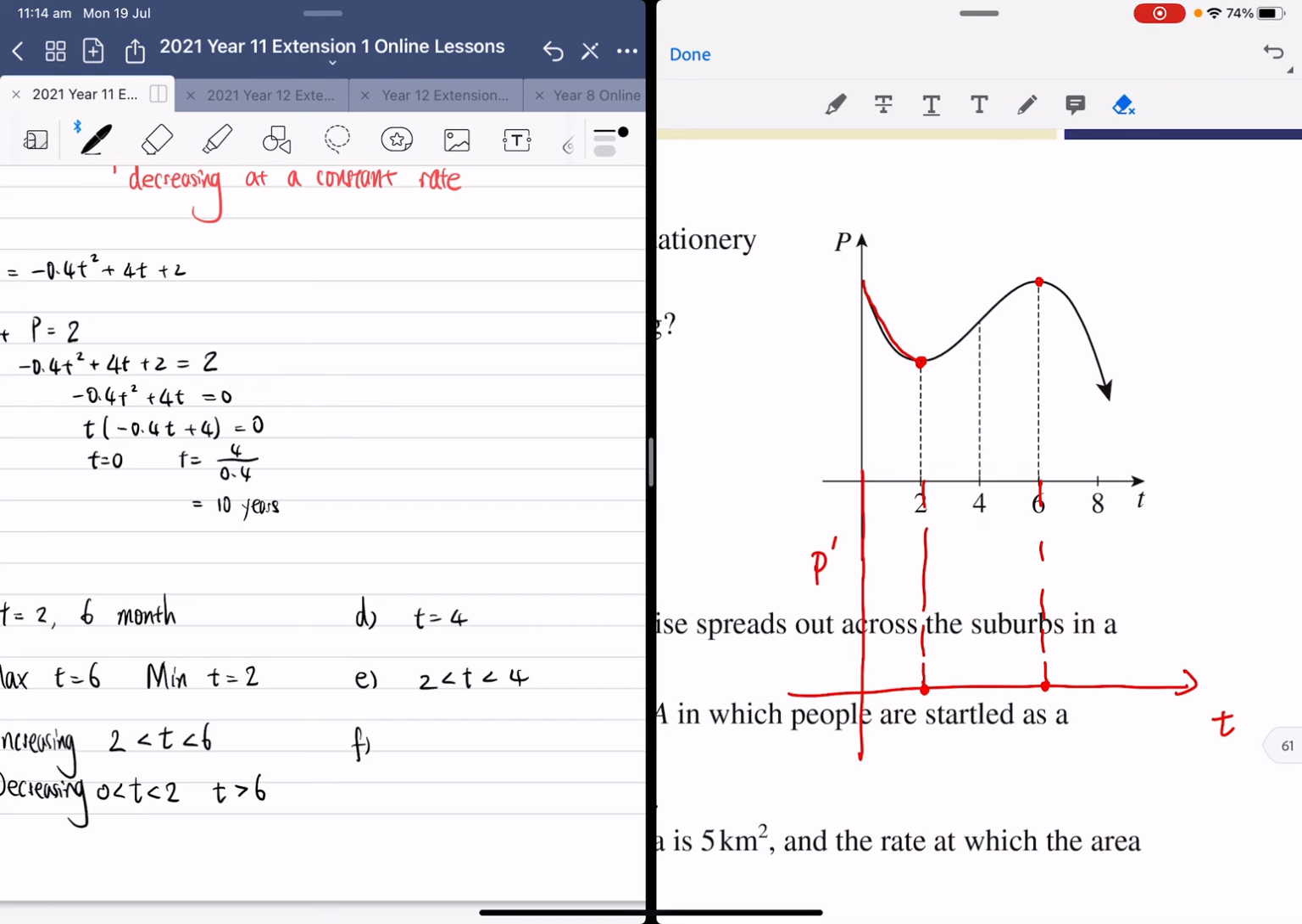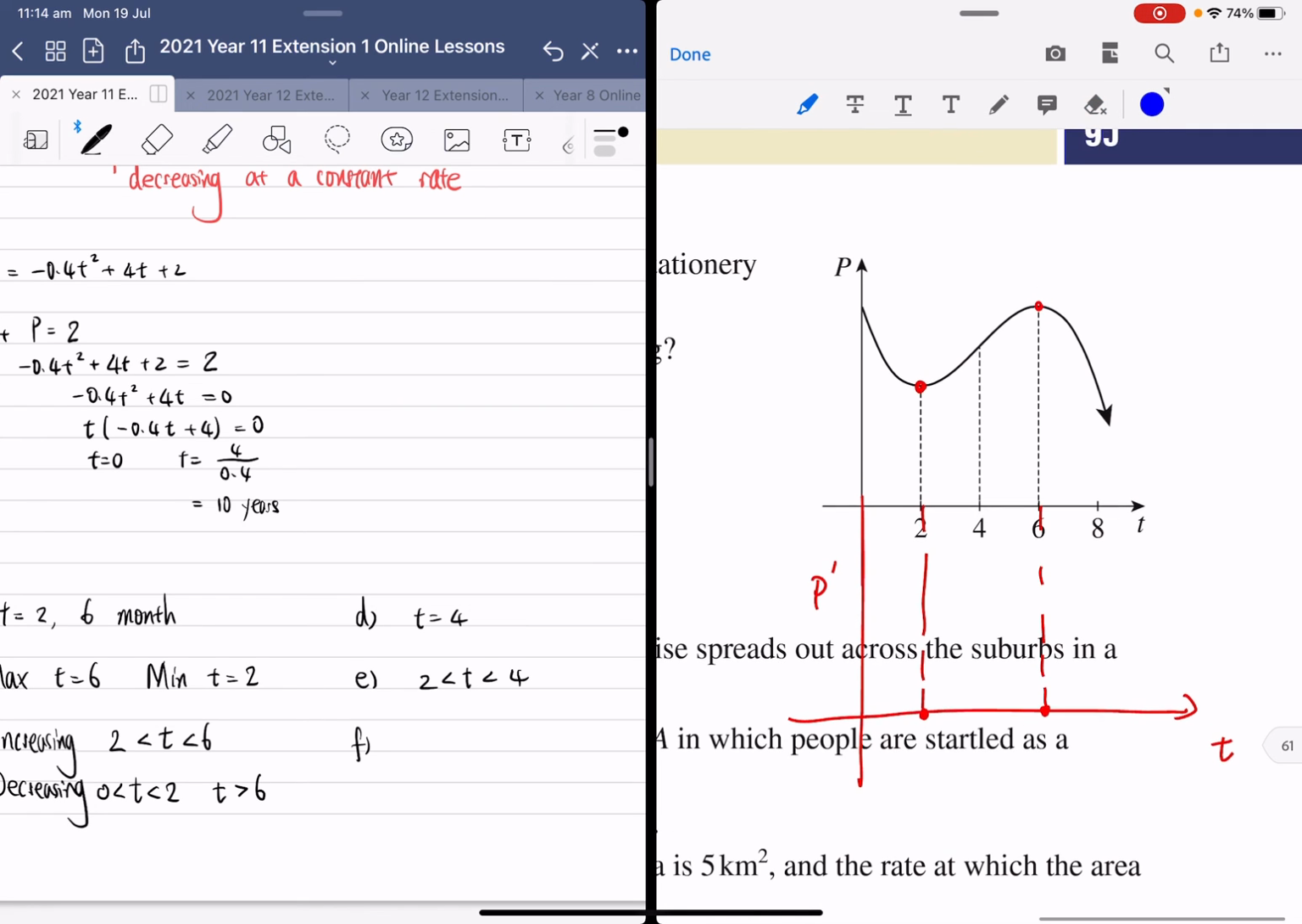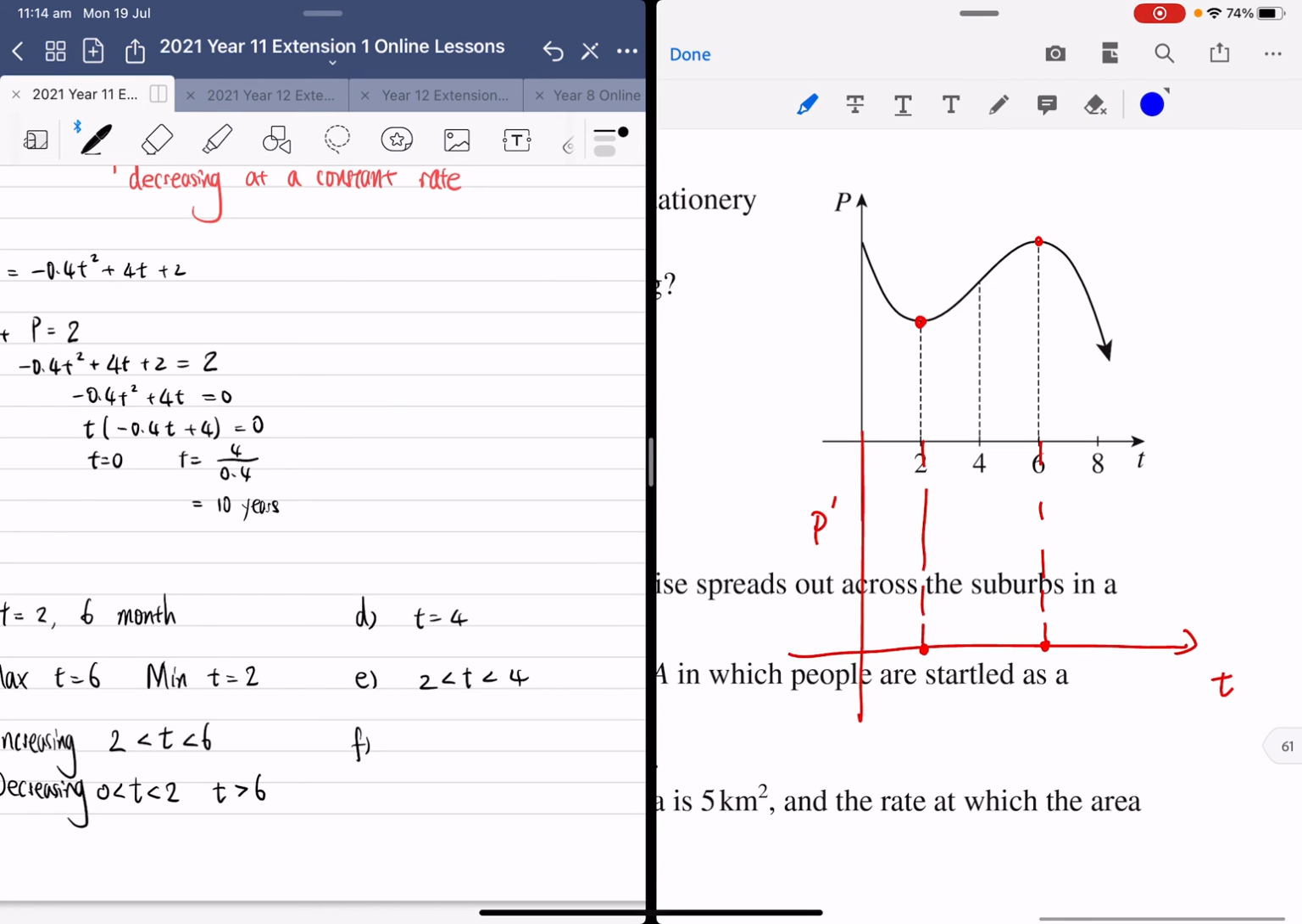That's a stationary point. Now this part of the function is decreasing, which means that if the function is decreasing, then the derivative must be negative, right? So it's negative. The function here is increasing, so it's going to be positive. Then it's decreasing again, so it's negative again. Okay, now it does make sense.